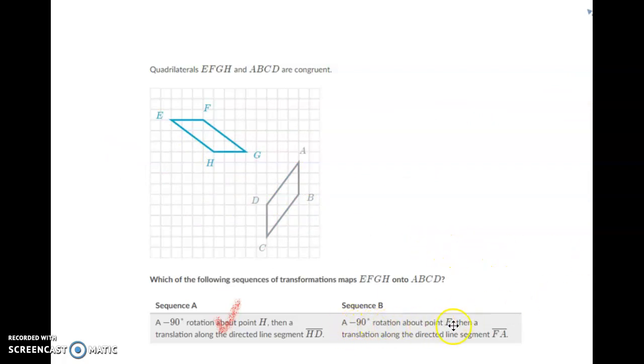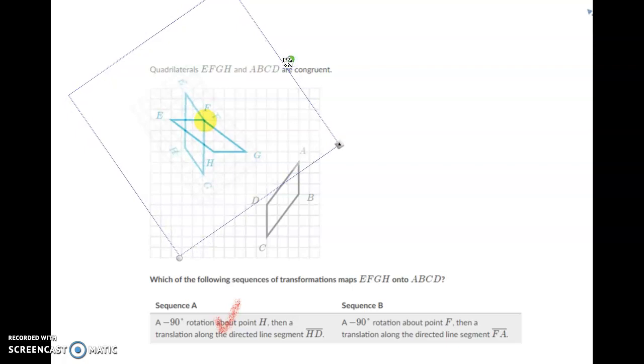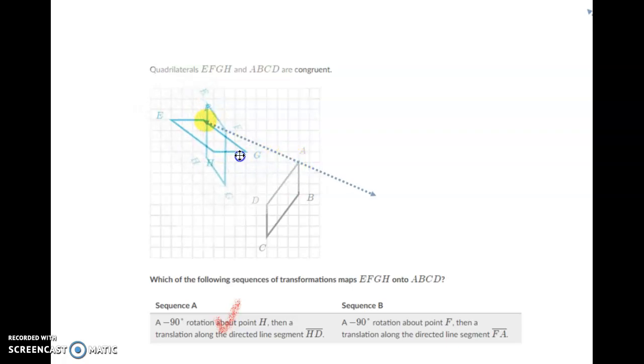This one, a 90-degree rotation about point F. So I'm going to pin the paper right here, and it's negative 90 degrees, so that means I'm going to go clockwise. So here's my shape, and I'm going to spin it clockwise 90 degrees pinned on F, and it would look like this. And the next thing it wants me to do is slide it along line FA. Well, there's F right here, and A is here. So if I slide this along F all the way to A, I would land up here.